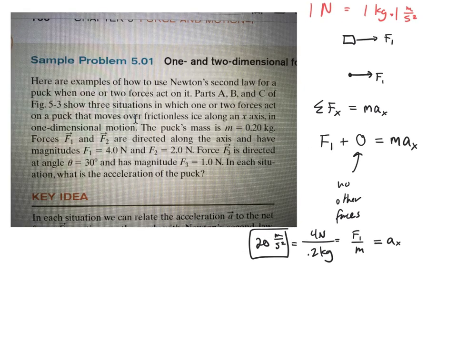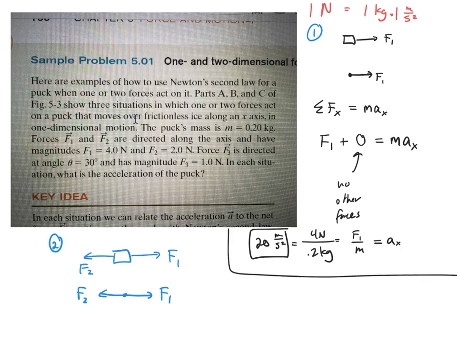So the second scenario, so this is scenario number 1. Scenario number 2 was the following, and this is right out of your text. Scenario number 2 said, now you've got the puck here, F1 pulling to the right, and F2 pulling back. So right away, we take a look, we draw a free body diagram. We've got the free body diagram here. There's F1, there's F2. Just put a little line here so we can keep working in this area.